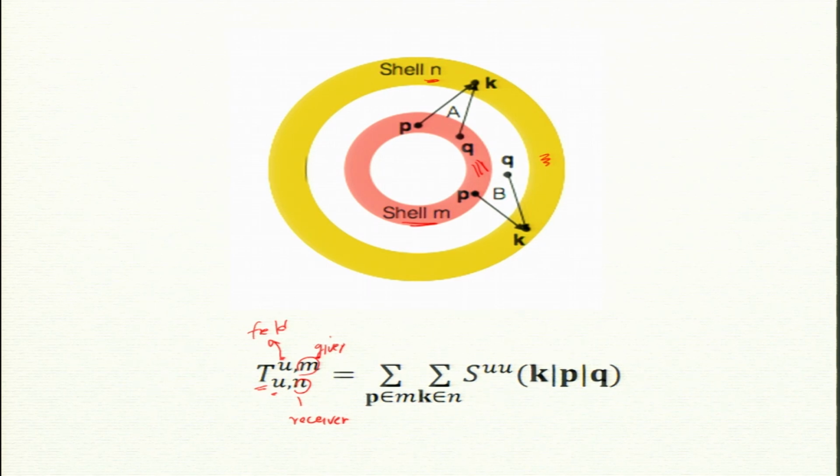So, how do we compute this? By shell-to-shell transfer, by mode-to-mode transfer. Straightforward, no? The giver is the pink shell, modes in the pink shell, and the receiver is modes in the yellow shell. So, P belongs to shell M, and the receiver belongs to shell N, and just sum it up. So, this is one line. This is how we compute it.